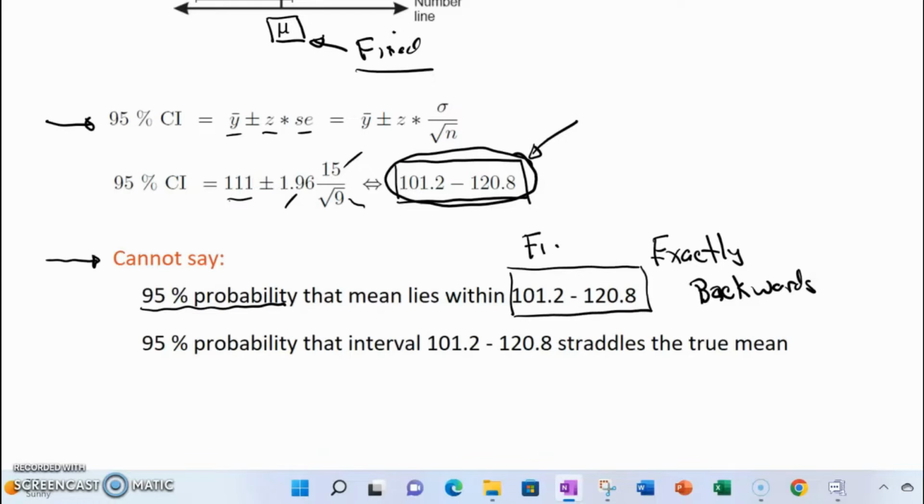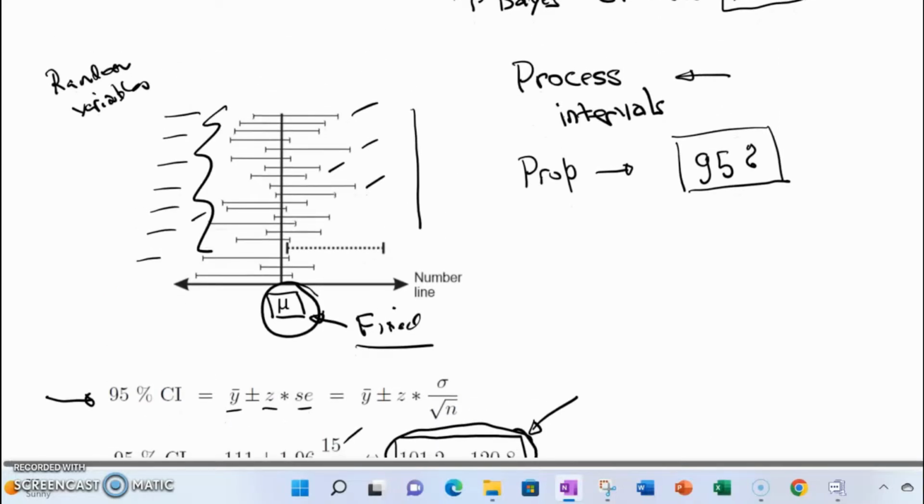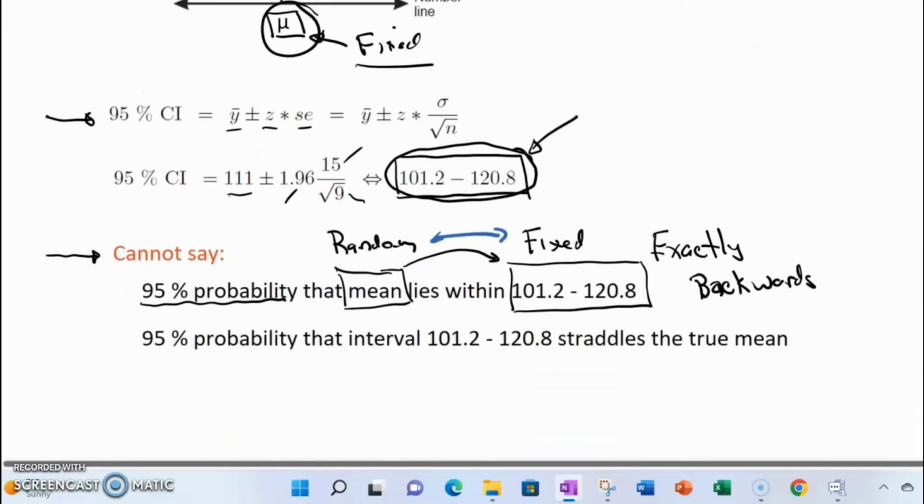is that you've got a fixed interval, and there's a 95% probability that this mean is some random value that 95% of the time lies within the interval. And that's completely backwards. Need to reverse these. It's the mean that is fixed, and the intervals are random. 95% of the time, they will straddle the true mean.